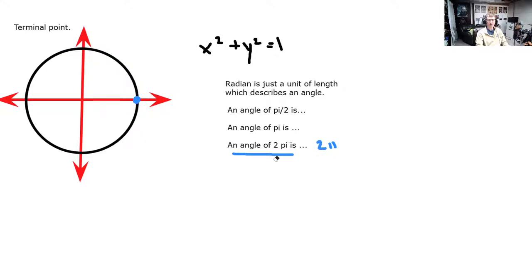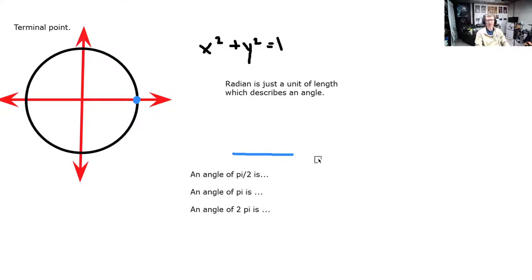Okay. What's the next one? The next one would be either pi over 2 or pi. So let's take an angle of pi next. Oh, sorry, an angle of 2 pi is 2 pi. Let me clean that up. What I was trying to say is that 2 pi is an angle that goes all the way around.